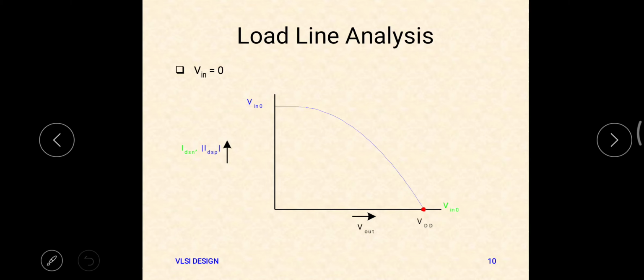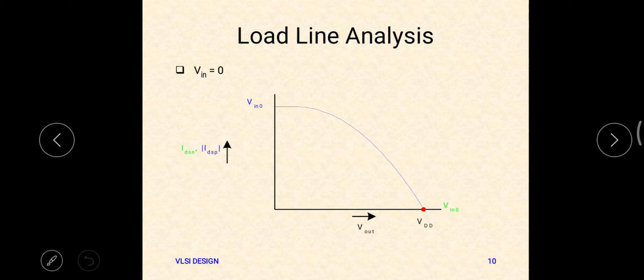Let me take the input voltage equal to 0 initially. That 0 will be fed to both the NMOS as well as the PMOS transistor. If the input is logic 0, your NMOS will be in the open circuit, and your PMOS will be in the short circuit, which means it is operating in the linear or saturation region. So your output terminal will be connected to the power supply, which means that your output represents logic high. When the input is 0, your V out is maximum.